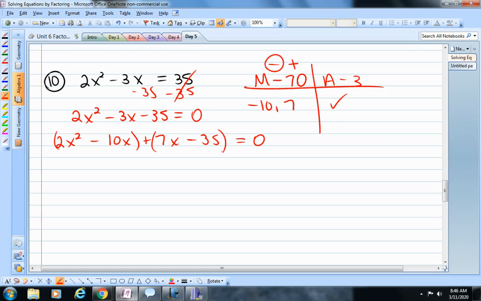All right. What's the GCF in the first group? 2x. Good. And what times 2x is 2x squared? Minus what times 2x is 10x? Good. Plus, what's the GCF in the next group? 7. And what's that leave me with? Equals 0. Keep that equals 0, y'all. All right. Now, what are my factors? Good.